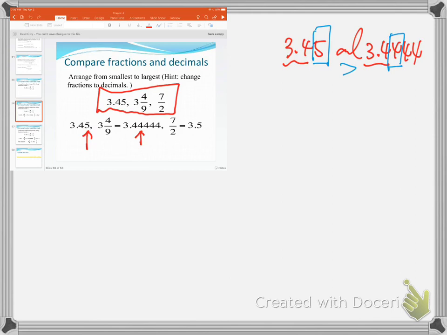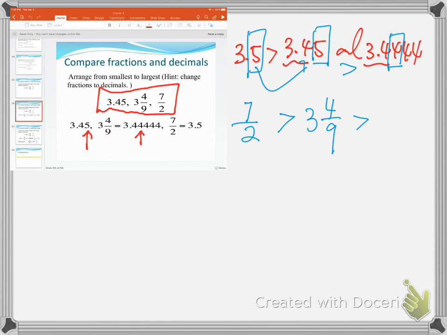The last number is 3.5. 3.5 is bigger because in the second place, this 5 is bigger than that 4. Then we know the answer is the largest fraction, 7/2 is bigger than 3, and 4/9 is bigger than, sorry, this is wrong.